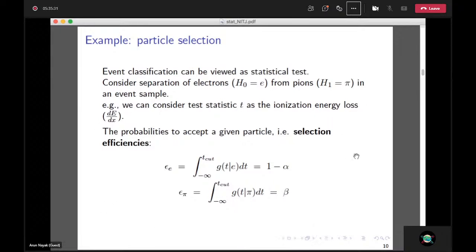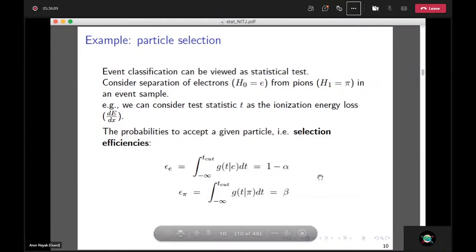Okay, so that is our probability. So this is our test statistic, and we can see the distribution of t, the distribution of dE/dx for electron and for pion, and then we can devise a threshold where we can maximize. Suppose we want to select electrons again and reject pions, so we can maximize epsilon_e, which is 1 minus alpha, and minimize, say, epsilon_pi.